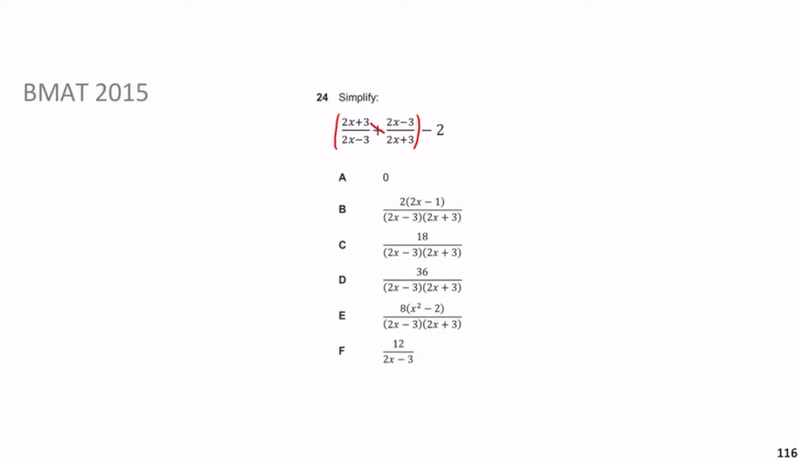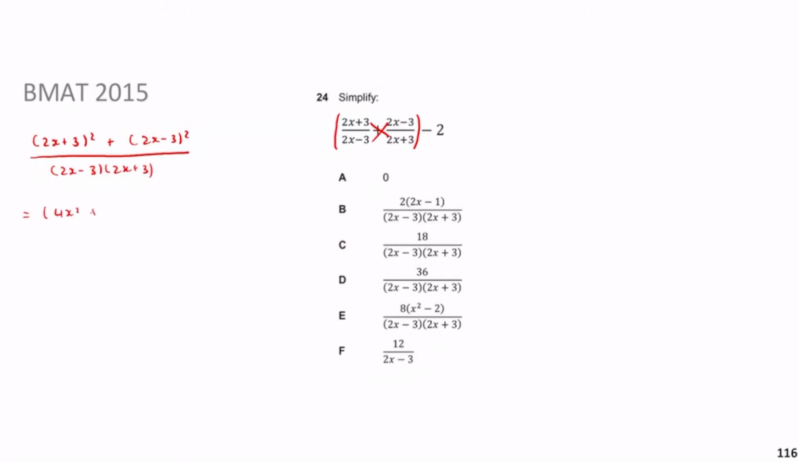So you do this times this, which is going to be (2x + 3) squared, and then you look at the sign in the middle, that's plus, and it'll be this times this, which is going to be (2x - 3) all squared. Then you do this over whatever's in the denominators times together, so it's going to be (2x - 3)(2x + 3).